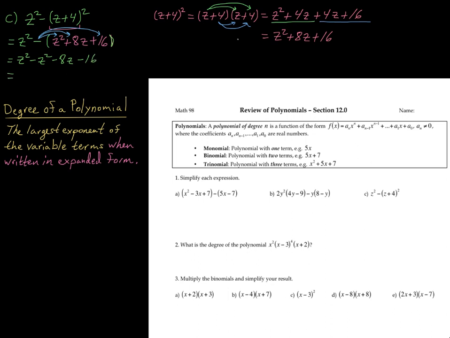And then you'll notice, well, z squared minus itself, right? These are going to cancel out to just give us a 0. So when all is said and done on part C, we're left with a minus 8z minus 16. And that's going to do it for part C.